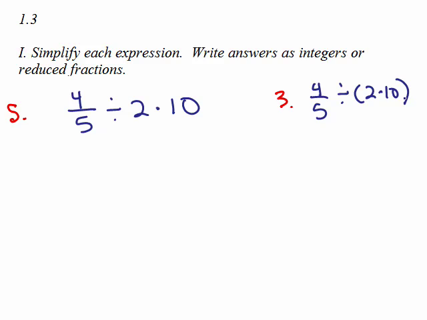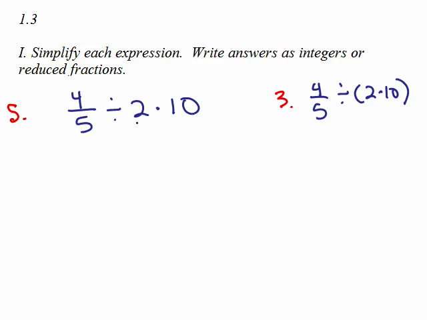In number 3, the 2 times 10 was in parentheses, and that was what we did first. For number 5, there are no parentheses. All right, so we're going to do order of operations. There are no parentheses. There are no exponents. So next you do multiplication or division as it occurs from left to right. The division comes first, so you do the division first. You do not multiply 2 times 10 as we did in number 3.